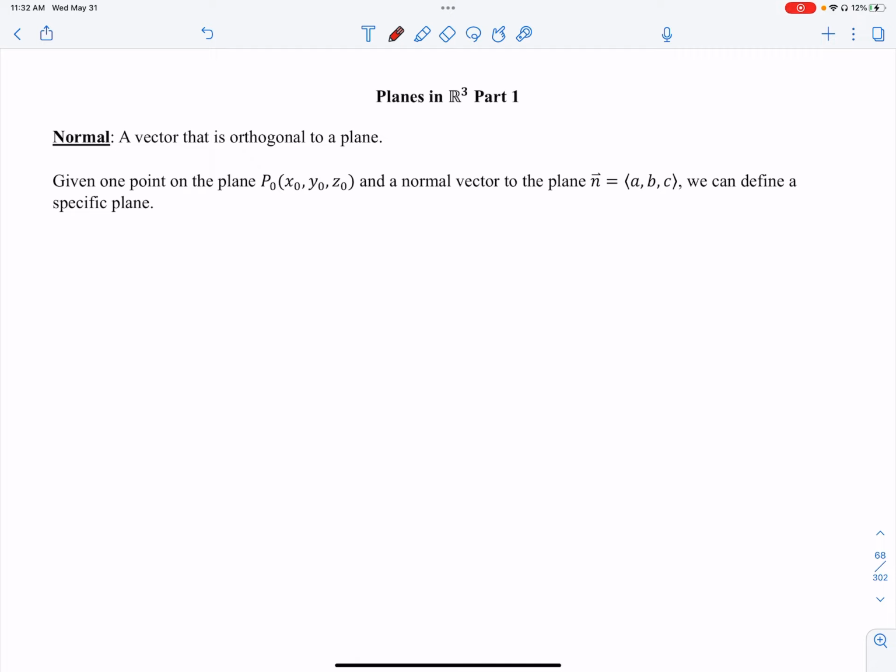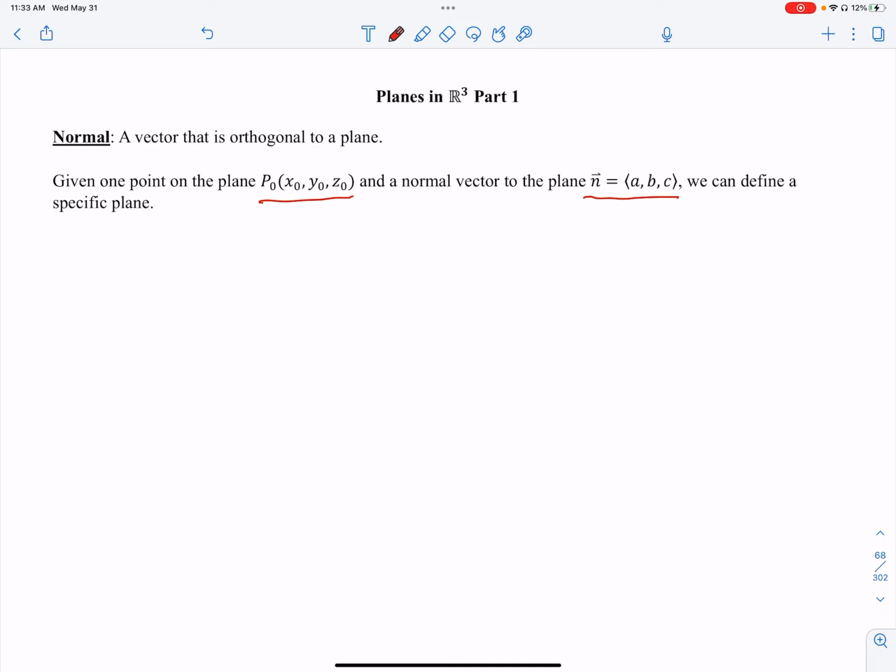Remember, it means the whole plane, which is just like an infinite sheet of paper, that vector would meet it at a right angle. I could put it anywhere. Remember, vectors don't live anywhere in space. I can put it anywhere on that plane and it would meet it at a right angle. All right, so we're going to start here. Given 1 point on a plane, this is going to be our specific point, and then a normal vector to the plane. So this vector is normal to every vector that's on that plane. So we can define a specific plane from that.